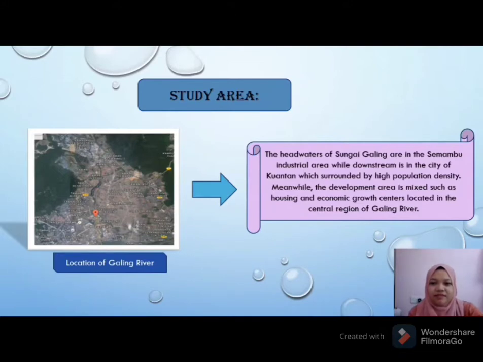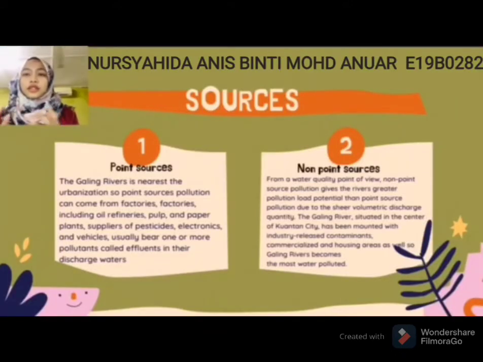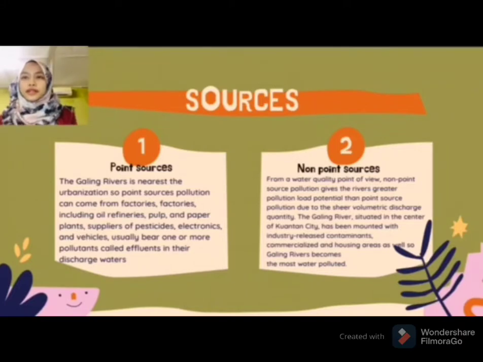Meanwhile, the development areas are marked, such as housing and economic growth centers located in the central region of Galing River. Sources are divided into two, which are point sources and non-point sources. Firstly, point sources. The Galing River is the nearest to urbanization, so point source pollution can come from factories, including oil refineries, palm and pepper plants, suppliers of pesticide, electronics, and bicycles. Usually, one or more pollutants are in their discharge water.